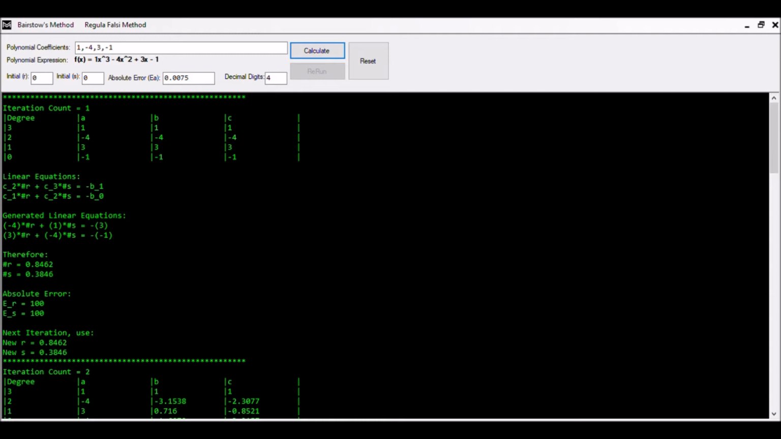So now we generated the linear equations, which are negative 4 times the changes of R plus 1 times the changes of S... I'm sorry, it's wrong. This one is actually minus 4 times the change of R plus 1 times the change of S is equal to negative 3. And 3 times the change of R plus minus 4 times the change of S is equal to 1.